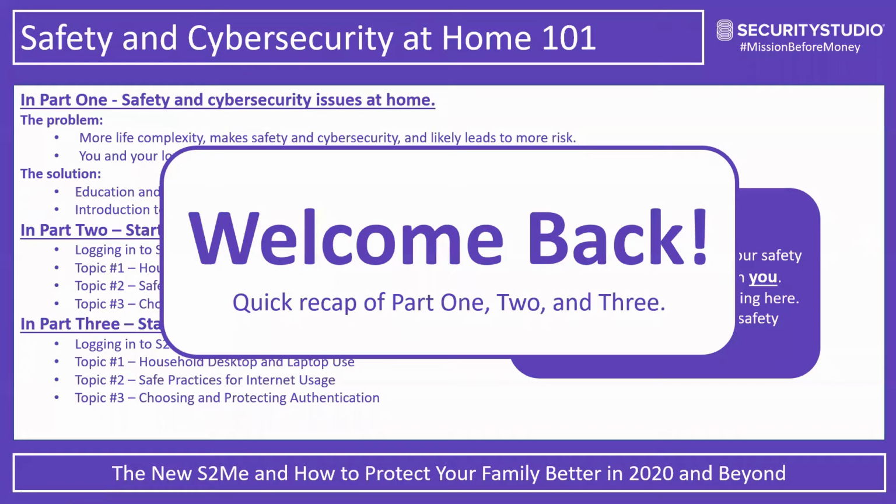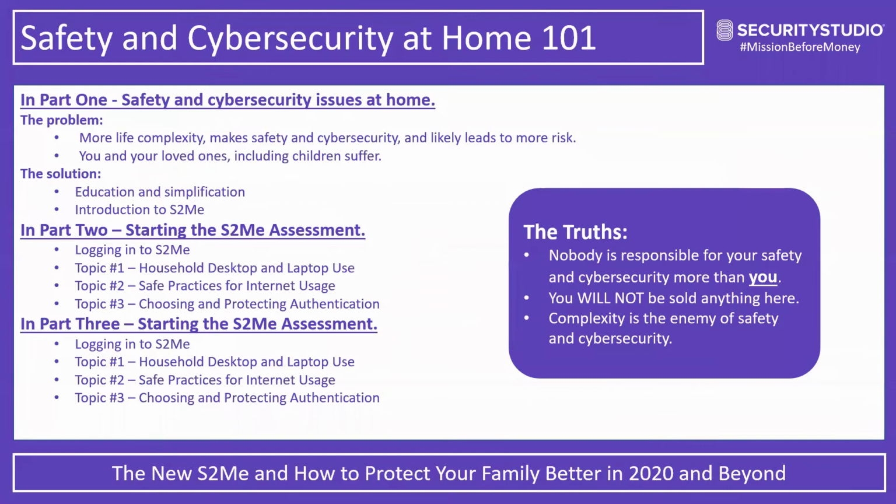So welcome back. We're just going to recap parts 1, 2, and 3. So in part 1, we covered safety and cybersecurity issues at home. The more complex life is and the more complexity you have in your technology, the harder it makes safety and cybersecurity. It increases your risk. There are some truths, and one of those truths is that complexity is the enemy of safety and cybersecurity. The simpler something is, the easier it is to secure.